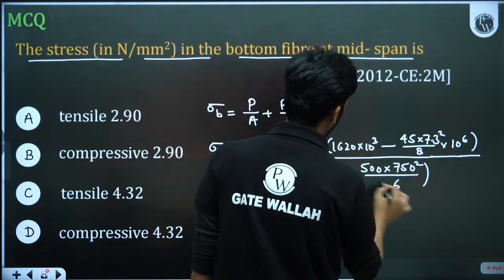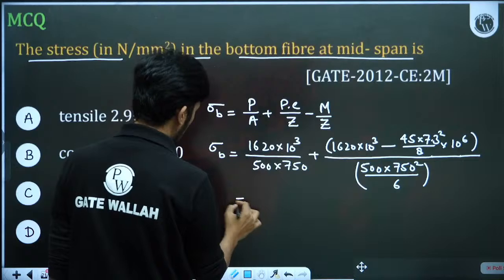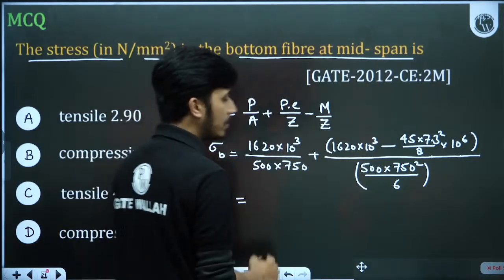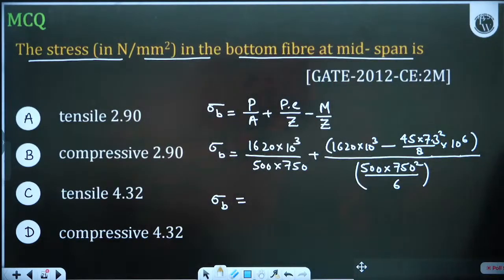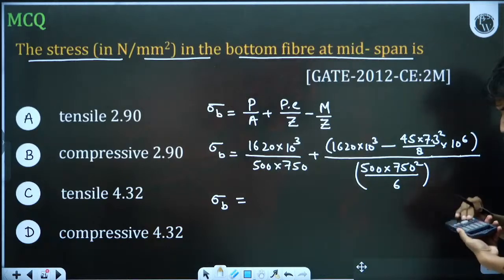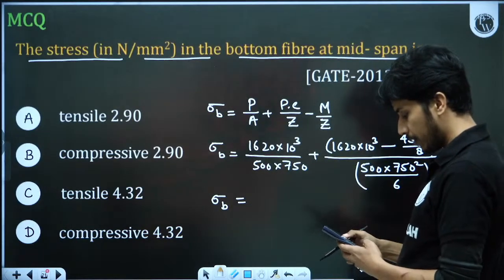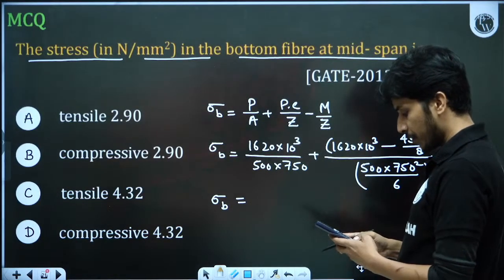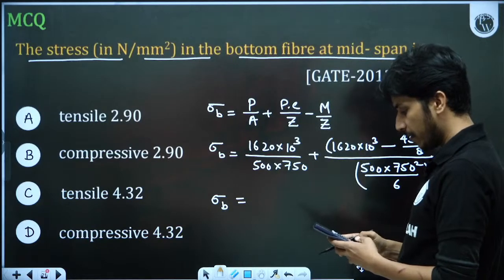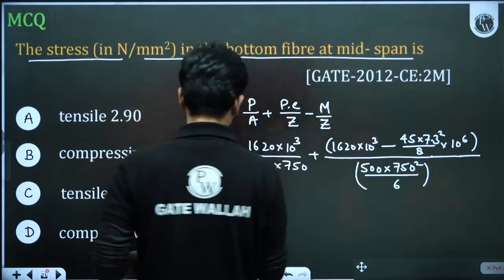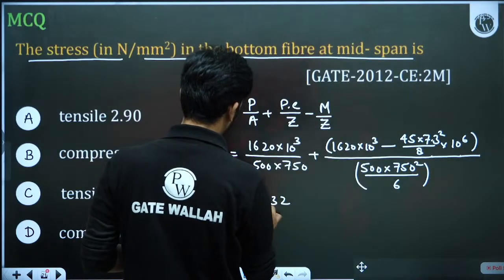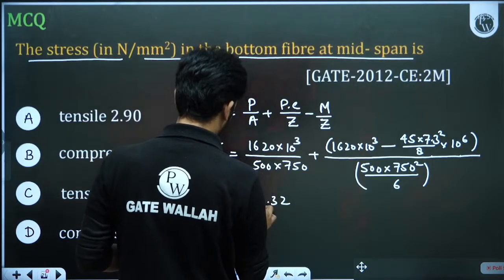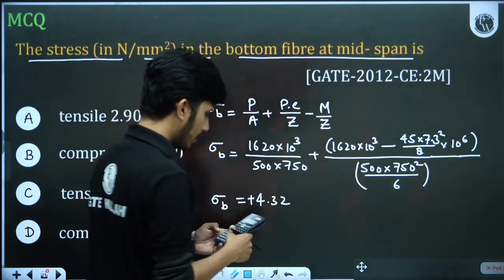So now the main thing is that we just have to calculate this. Sigma B, let's first calculate the first term, then the second term. So first term is 1620 divided by 500 into 750 into 1000, that is 4.32. This is plus 4.32. Now I think this will be, let's check what this value is.